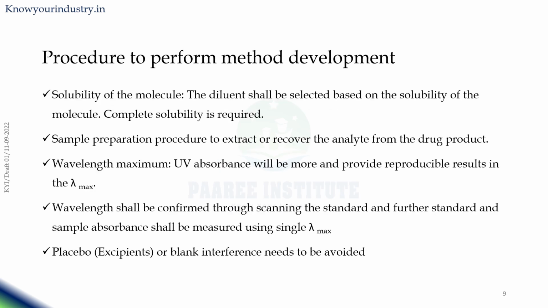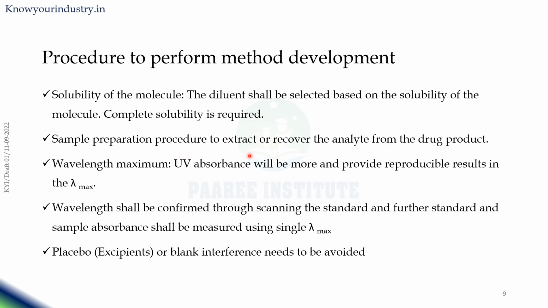How to perform a method development in a UV visible spectrophotometer, we will see briefly in this slide. First, the solubility of the molecule. As I already told, the physiochemical properties are critical for any kind of method. So the solubility of the molecule is very critical for the selection of diluent. The diluent shall be selected based on the solubility of the molecule, and complete solubility is required.